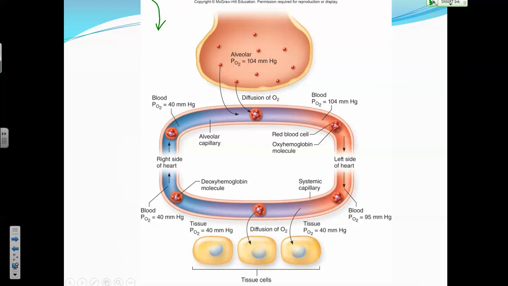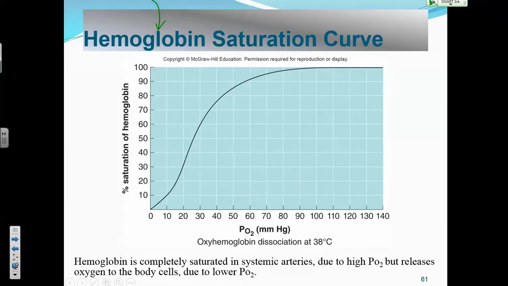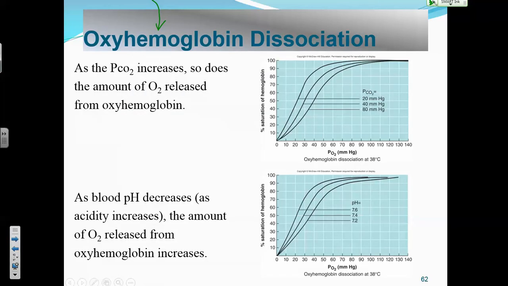Here's the saturation curve for hemoglobin at different oxygen PO2s, oxygen levels in the blood. All right, so as you have a higher amount of oxygen in the blood, do you see how that can affect the dissociation of oxygen from hemoglobin, that oxyhemoglobin dissociation? And that's at one body temperature. Body temperature can affect it.